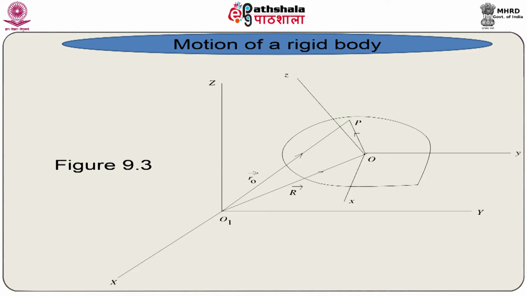Let us discuss the motion of a rigid body. In figure 9.3, a rigid body has been shown. Capital O1 is the origin, O1 capital X, O1 capital Y, O1 capital Z are the fixed set of axes, whereas O small x, O small y and O small z are body set of axes. The position vector of capital P with respect to capital O1 is r_O vector.